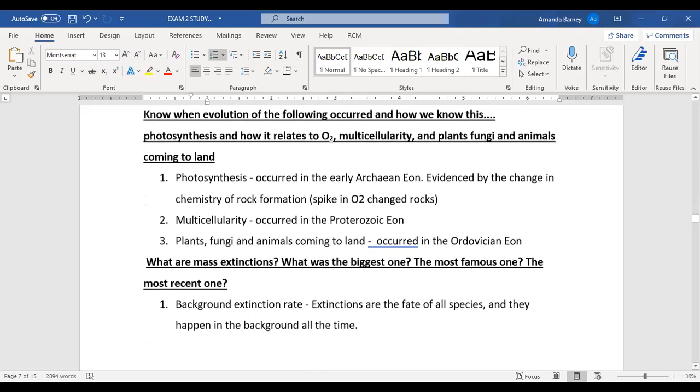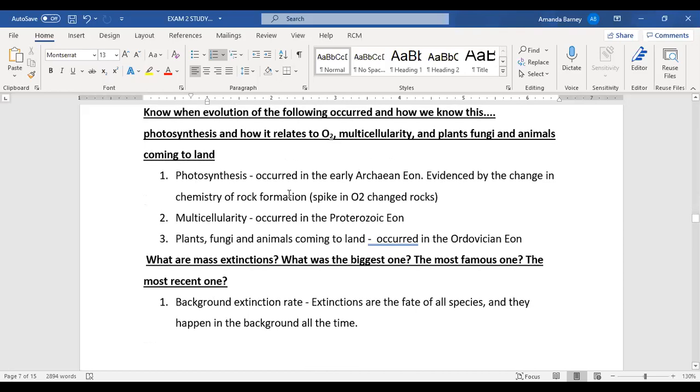Okay, these are really easy. Photosynthesis occurred in the Archean eon, and you need to know that. They're able to prove it happened because of the spike in O2. It changed the rocks. You didn't have iron in rocks until you had oxygen in the air. So that's what they were able to tell.